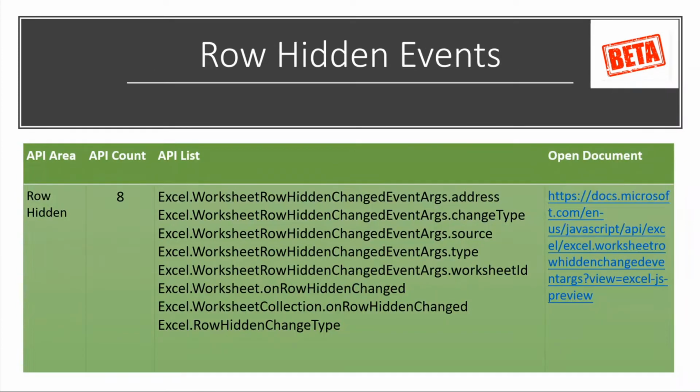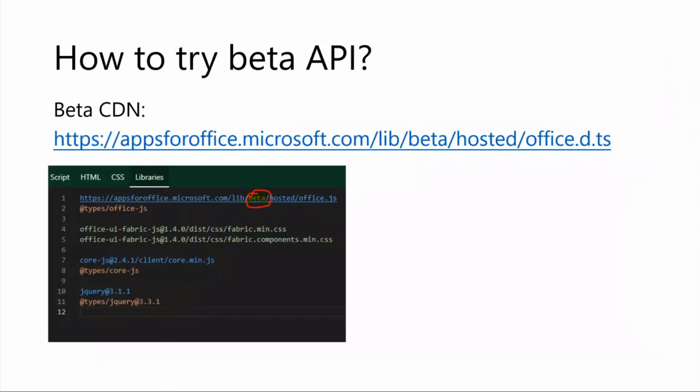So the last is the row hidden events. You can use the row hidden events to monitor whether the customer hid or unhid a row. That can give you the information: what the address is, what the type is, and which sheet our user is doing that on. Okay, so for all these beta APIs, how do you use them?